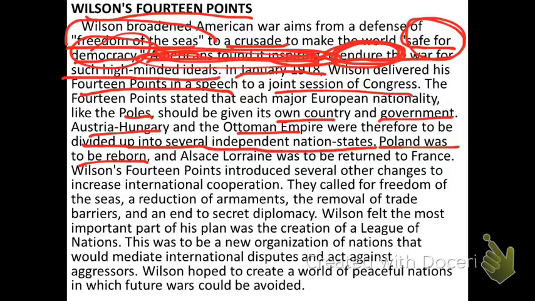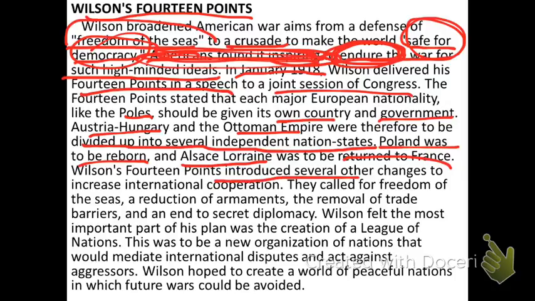and I'm not gonna butcher that. The Lorraine, I'm sorry, I don't speak French. If any of you do, you can go ahead and yell it out right now. Go ahead, 1, 2, 3, go. I guess not. Anyway, was returned to France. Okay, these are all part of his 14 points.